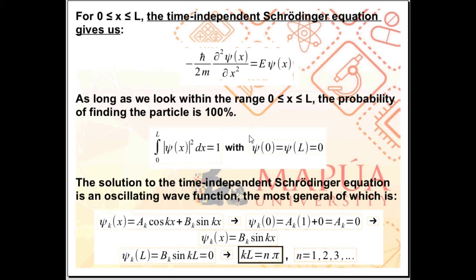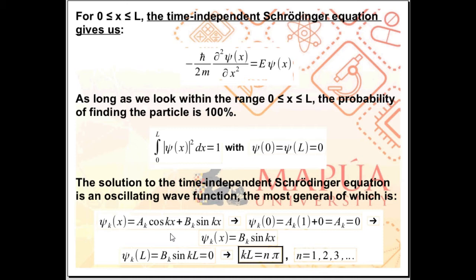As mentioned, small psi is cyclical. It could be sine or it could be described by a cosine function. The general form is that it's described by both cosine and sine.